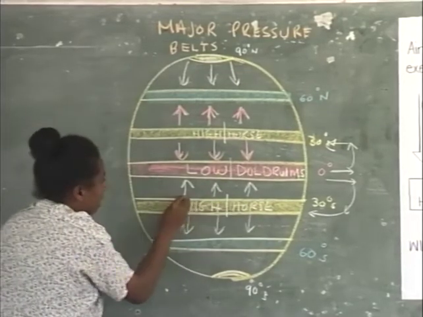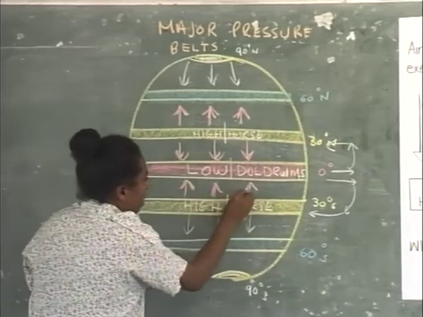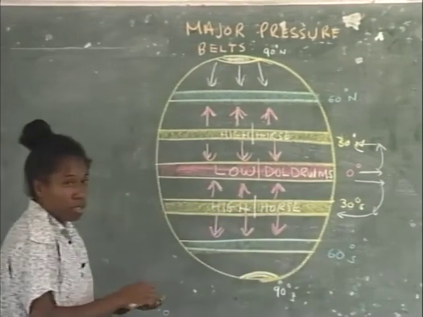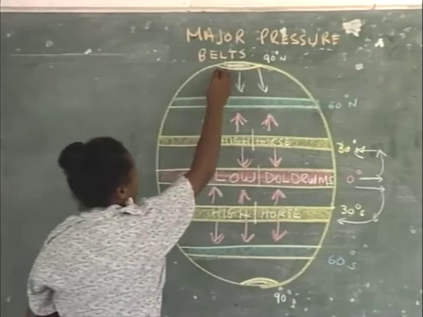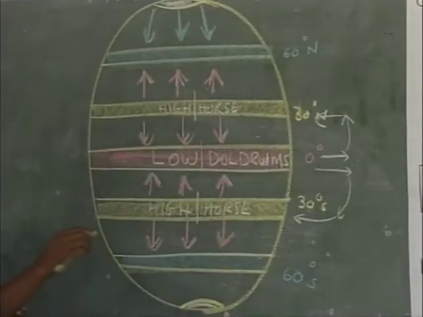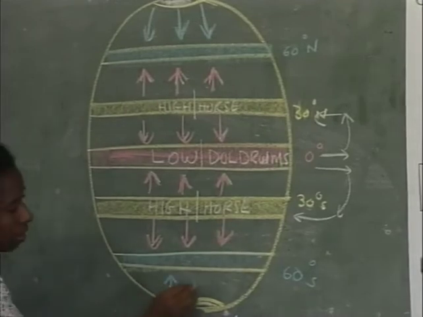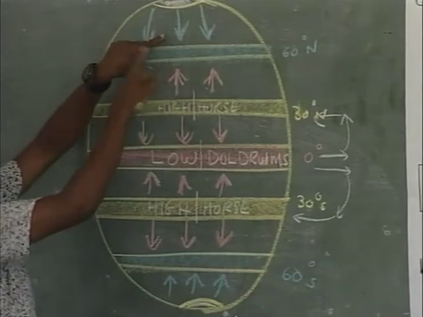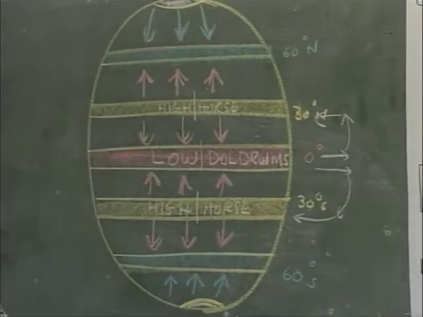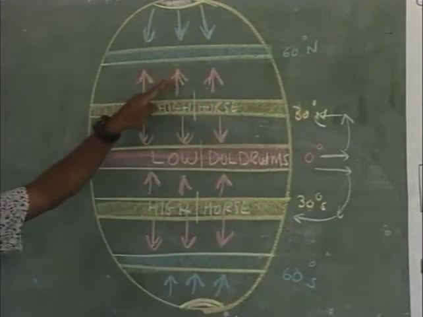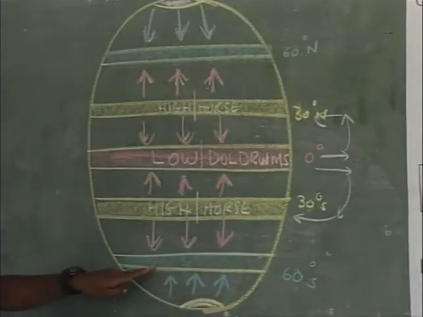Meanwhile, over here, same. Some of the air will move back towards the equator, others will move towards the poles. Meanwhile, from the poles, the air which is moving towards the equator will meet. The approximate latitude where they would usually meet is about 60 degrees north or 60 degrees south.